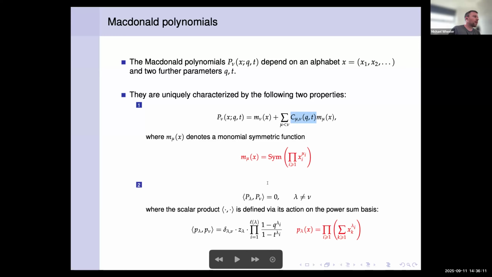The second property is that if you take the Macdonald polynomials and feed them into a certain scalar product, they're orthogonal with respect to that scalar product. The scalar product is normally defined with respect to what are called the power sum symmetric functions. Again, if you've not seen these before, the definition is in red here. The power sums are orthogonal with respect to that scalar product, and likewise, so are the Macdonald polynomials. Those are the two properties, and it's not at all clear that this actually defines uniquely a family of symmetric functions, but it turns out that it does.